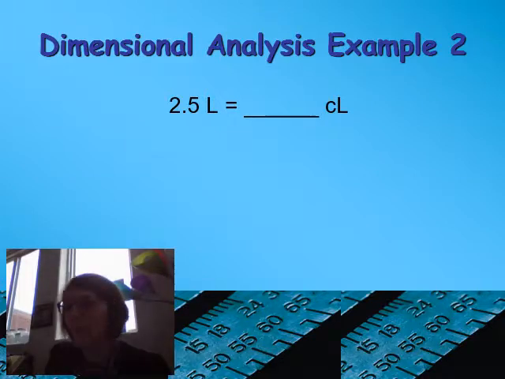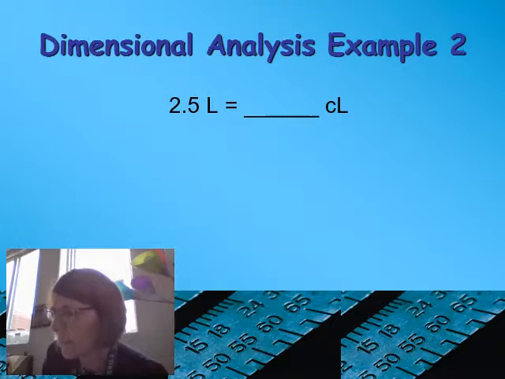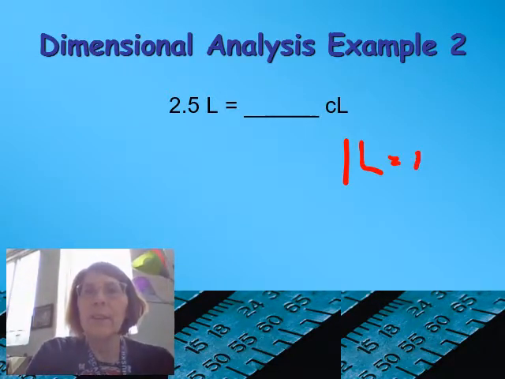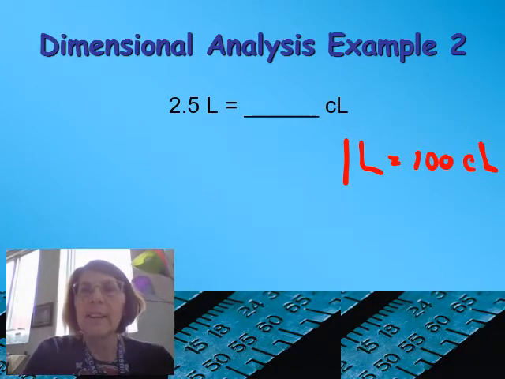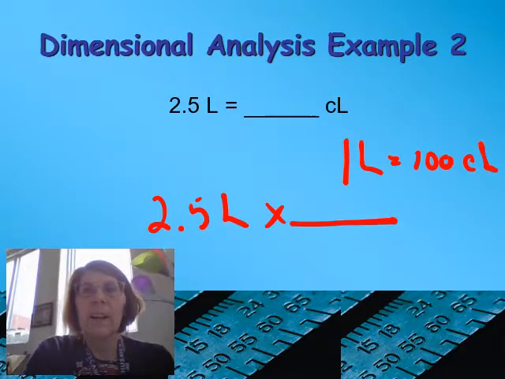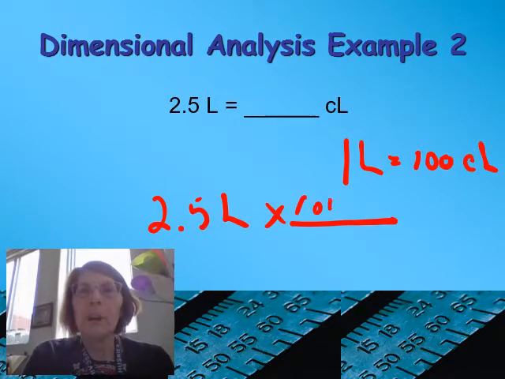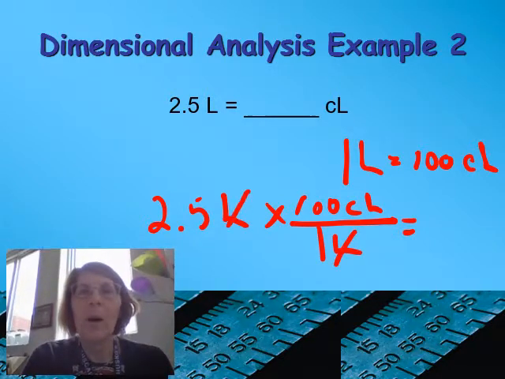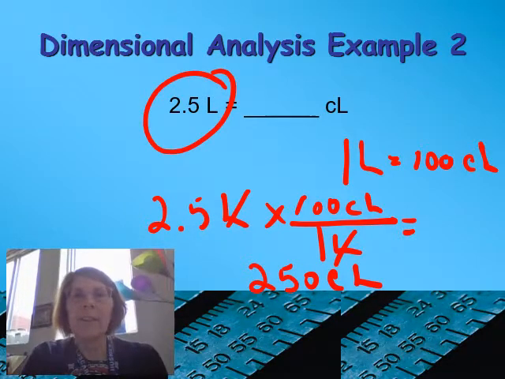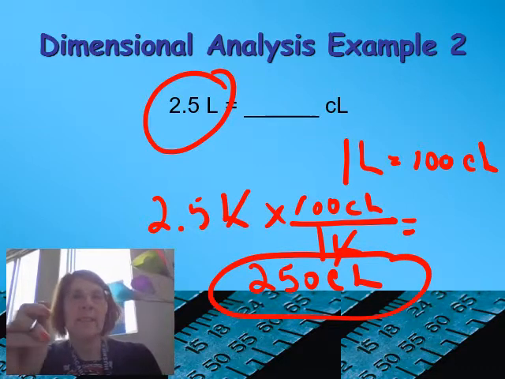So we want to convert 2.5 liters to centiliters. We're going to look for the centiliters on your chart. We find that 1 liter is equal to 100 centiliters. So 2.5 liters, we want centiliters. So I put 100 centiliters on the top, and 1 liter goes on the bottom. I multiply across, so I end up with 250 centiliters. This has two significant figures, so does this, so we're finished.